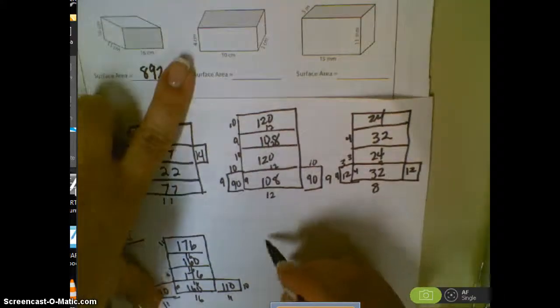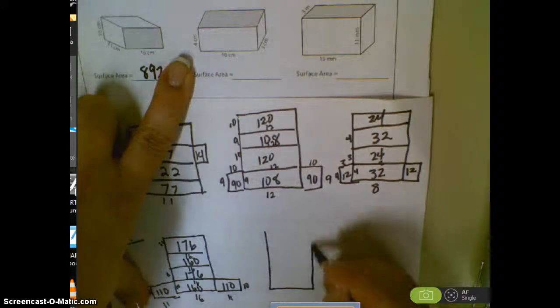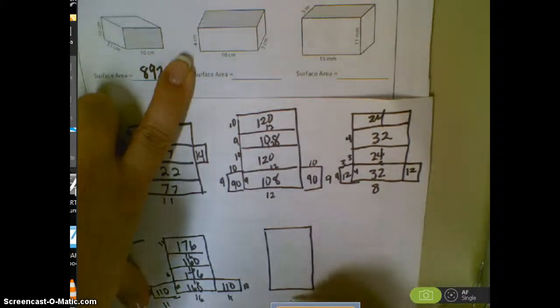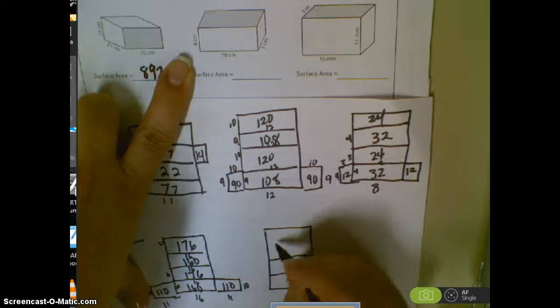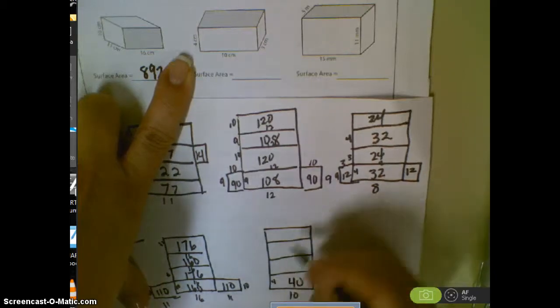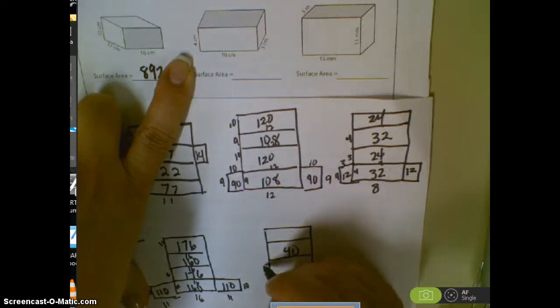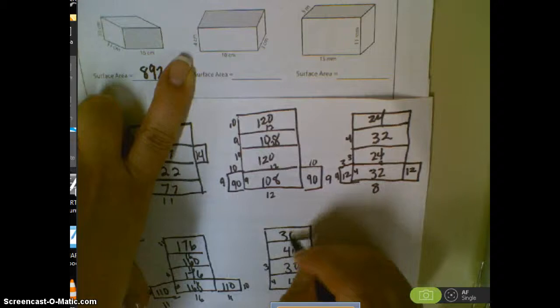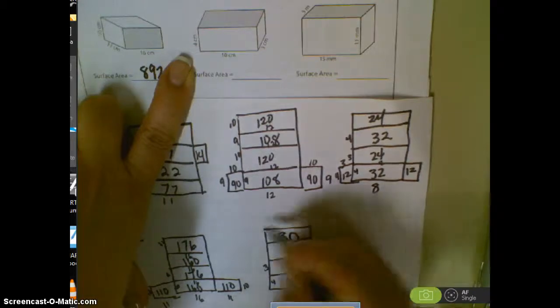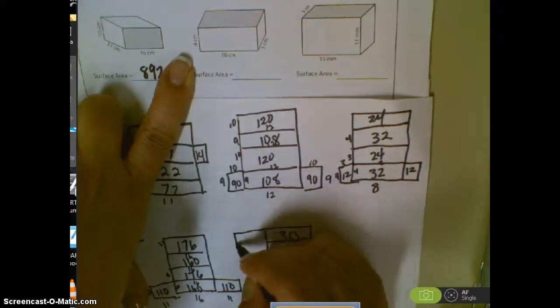Alright, we'll draw ourselves another picture. Draw a net for it. This side is 10. Looks like these little guys on the side are going to be 4s. This one will be 40 and a 40. This side is 3s. So these will be 30 and 30. And then I've got my little pieces on the side. I'm going to write them up here this time.